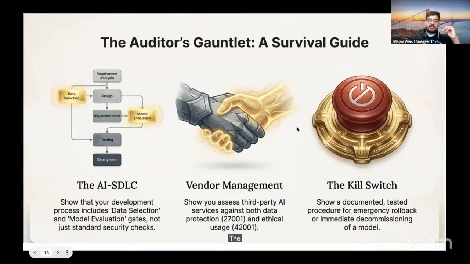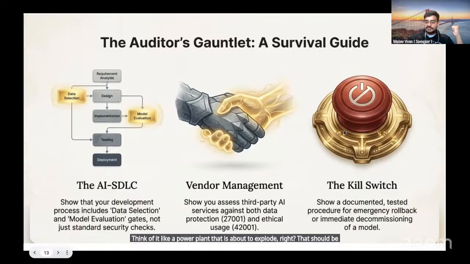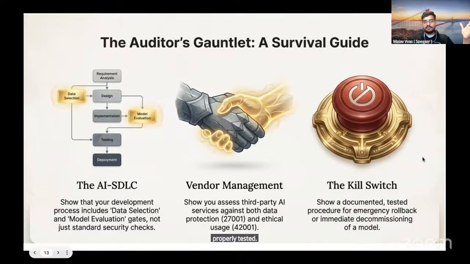The one important distinction here from regular compliance is the kill switch, right? You should have a documented way and tested procedure for emergency rollback. Think of it like a power plant that is about to explode. There should be a button that someone can just slam to prevent everything from going bad. That kind of kill switch should be documented and properly tested for rollback.